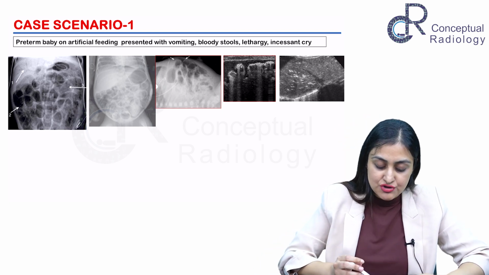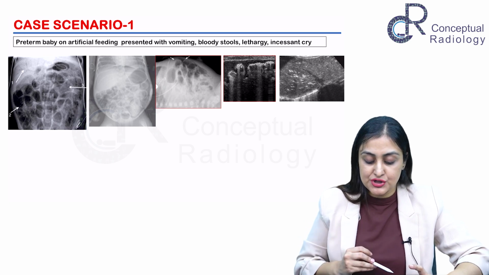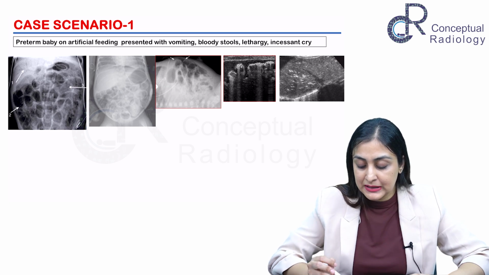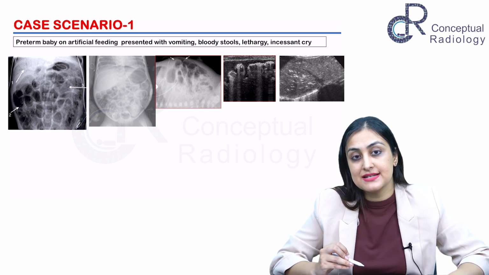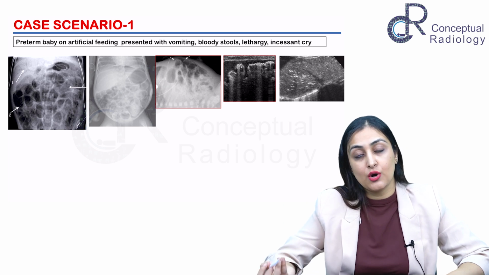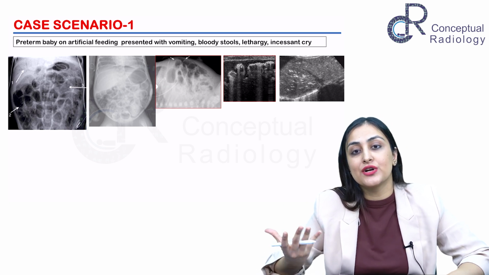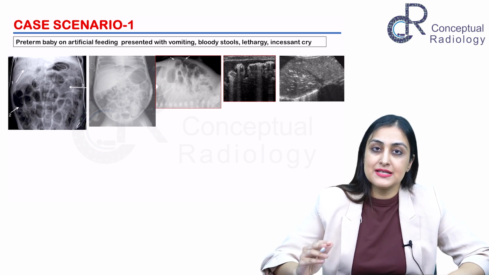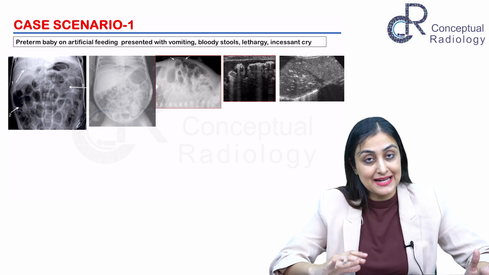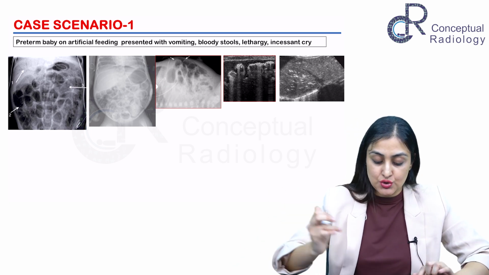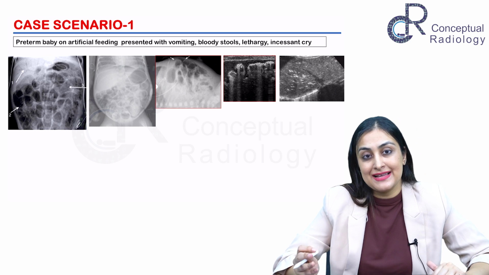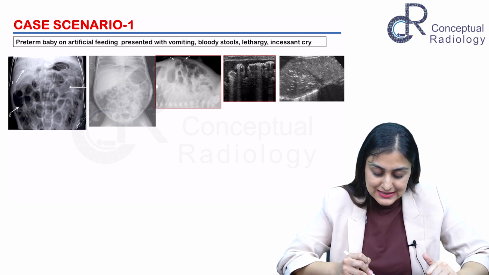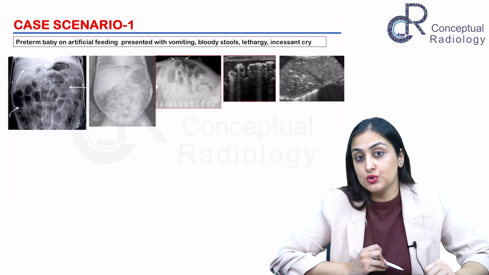When they give you a history of a preterm baby, artificial feed, particularly a low birth weight baby, presented with vomiting, bloody stools, lethargy, and incessant cry, clinically you start obviously thinking along the lines of necrotizing enterocolitis. The two main workhorses as far as investigations are concerned here are X-ray and ultrasound. In early cases on X-ray, what you're going to see is bowel dilatation, right? If you look at this X-ray, you can see diffuse dilatation of the bowel loops.